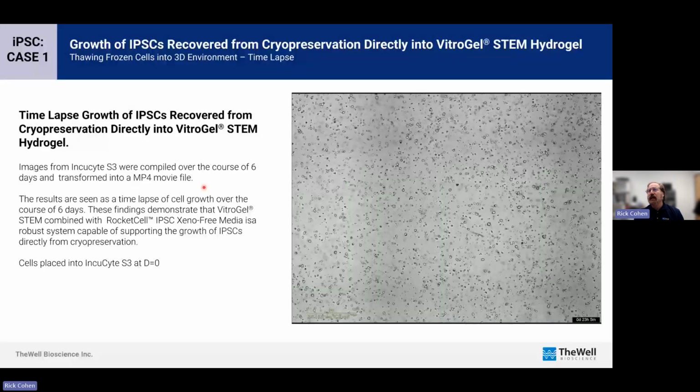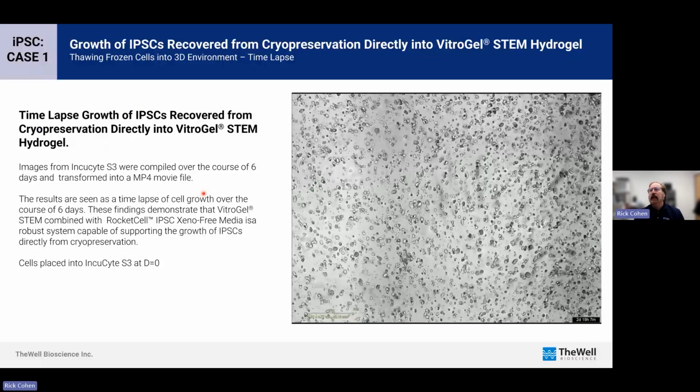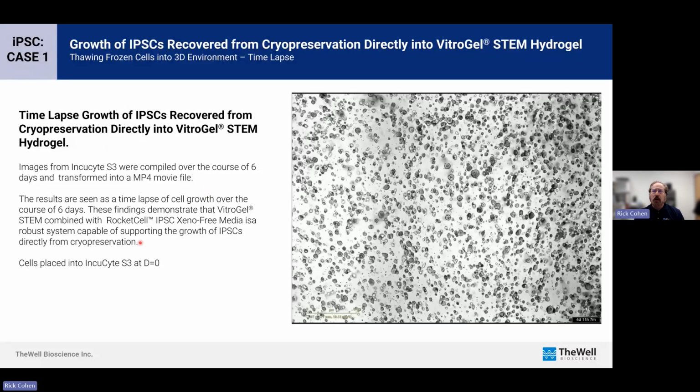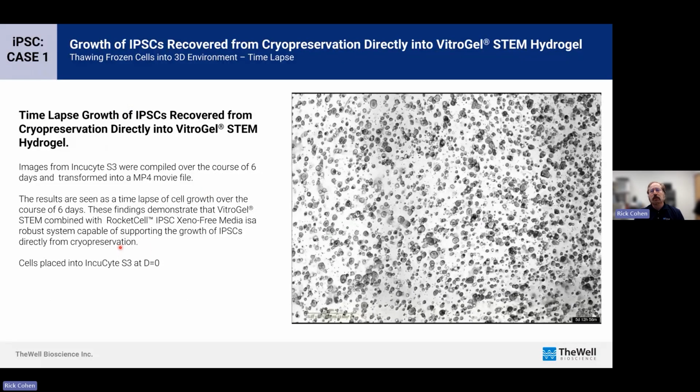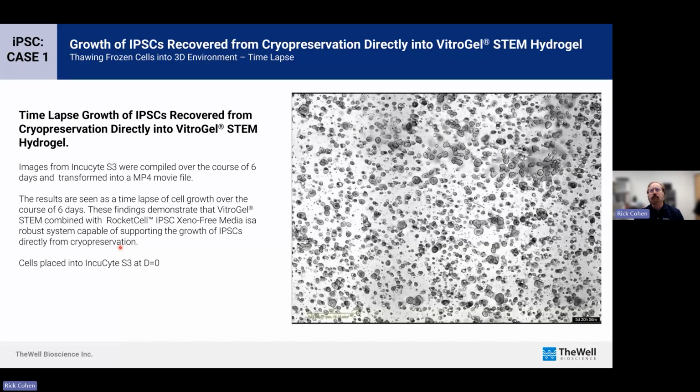And this is just the time lapse. And these cells were plated in our Vitro Prime plasticware, not in the imaging dish. And this is over the course of 7 days. And you can see very clear spheroids here.